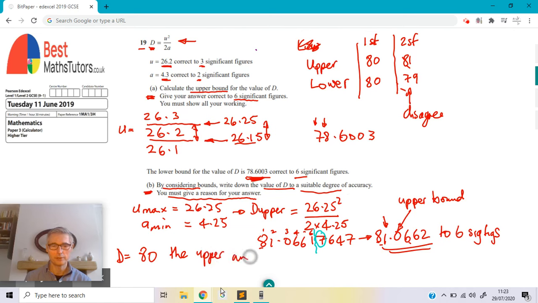So, upper and lower bounds only agree to one significant figure. And that's it. So I hope that's helpful to you.